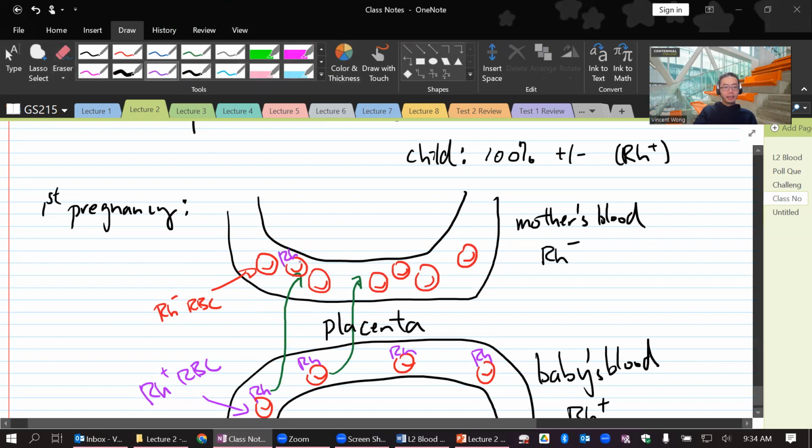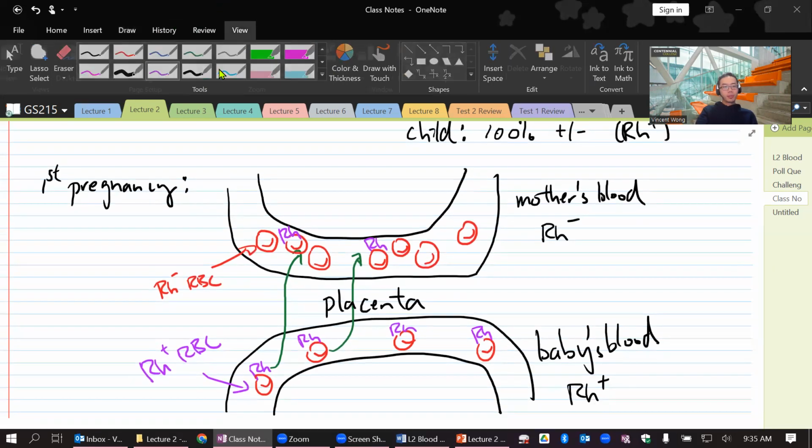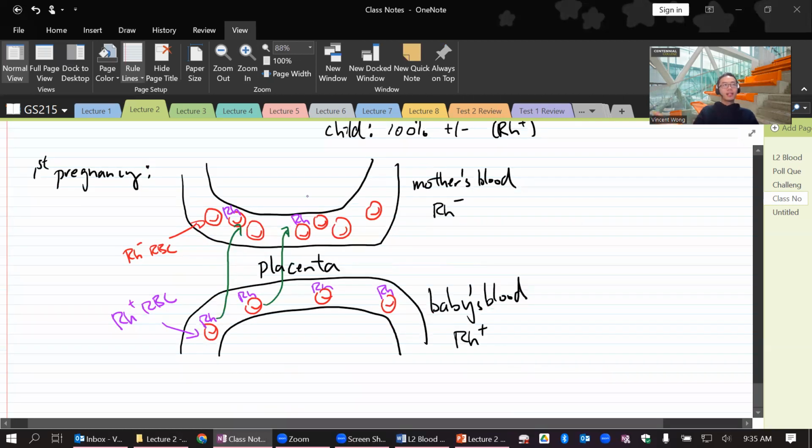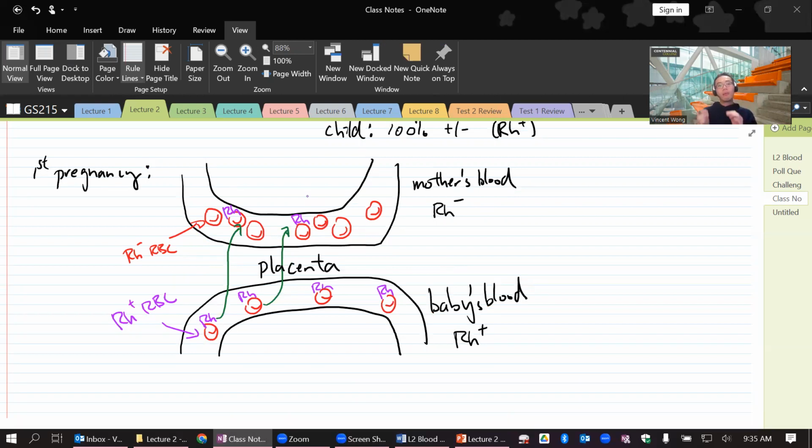And then what's going to happen to the mother? What's the word that we're going to use to describe the mother's situation? Sensitized. That's right. The mother is now sensitized, right? Okay, well, what does it mean? It means the mother will now make anti-Rh antibodies. Okay, now let's say this happens during labor. Is that going to be a problem for the baby?